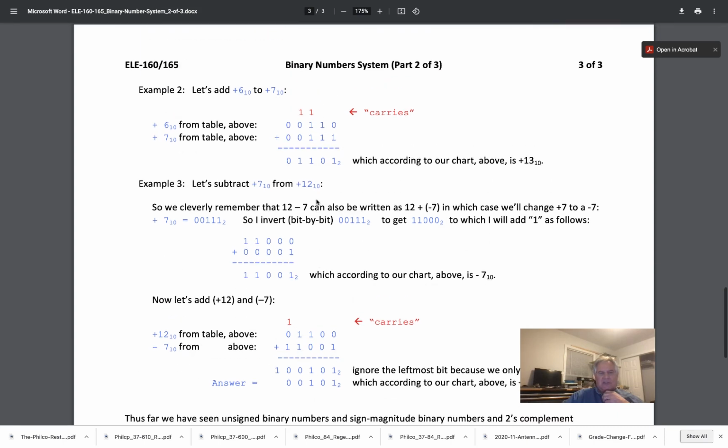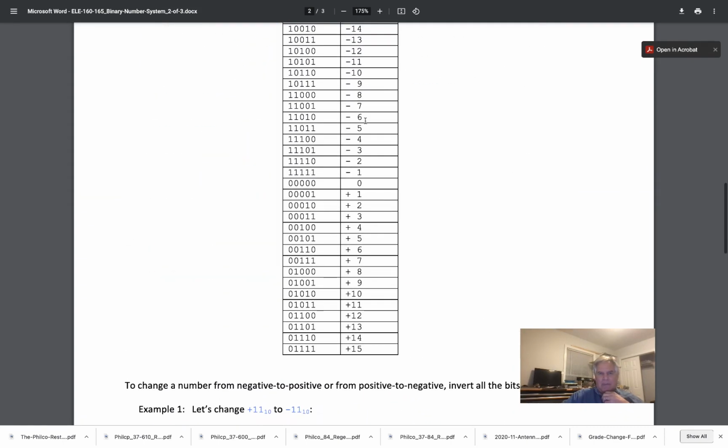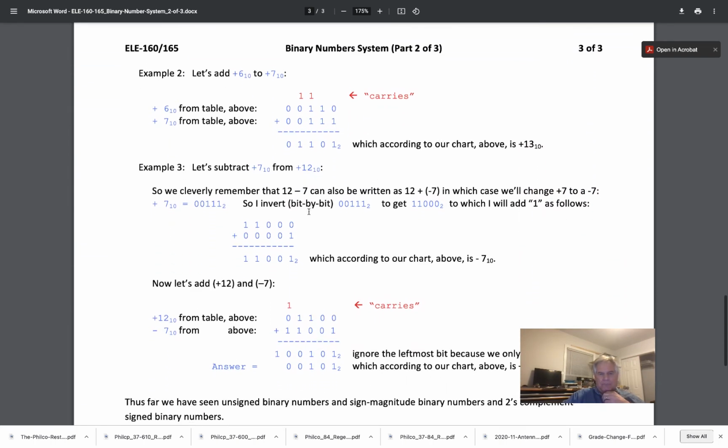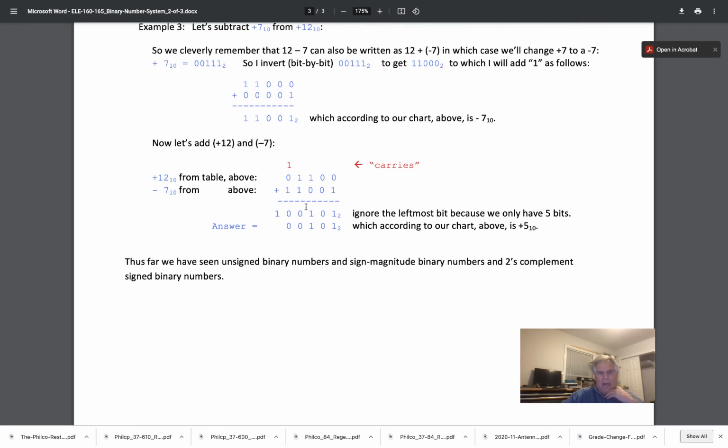And if you check that in our chart above, minus 7 is 1, 1, 0, 0, 1. Now, instead of subtracting 12 minus 7, I just take the 7 and make it negative, and I add it to the 12. And let's see what we get. 0 plus 1 is a 1. 0 plus 0 is a 0. 1 plus 0 is a 1. 1 plus 1 is a 0, carry 1. And then 1 plus 0 plus 1 is a 0, carry a 1.